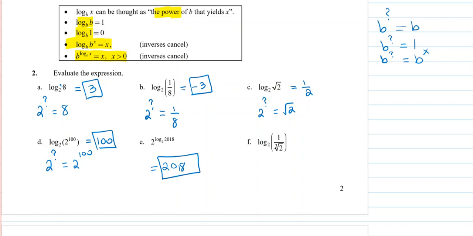Now for this next one, you have to answer the question, 2 to what power gives you 1 over cube root of 2? Well, you have to find a way to write 1 over cube root of 2 as a power of 2. I know that cube root of 2 can be written as 2 to the 1/3. So 1 over cube root of 2 is 2 to the negative 1/3, which means the answer to this is that missing exponent, which is negative 1/3. So you really have to practice your properties of exponents to be able to do some of these problems.